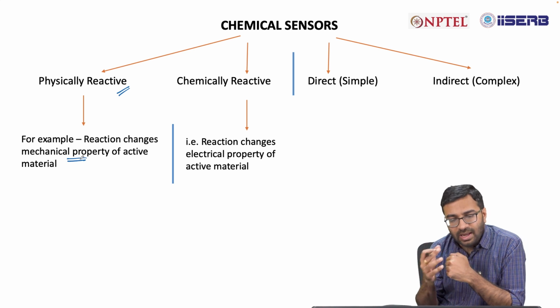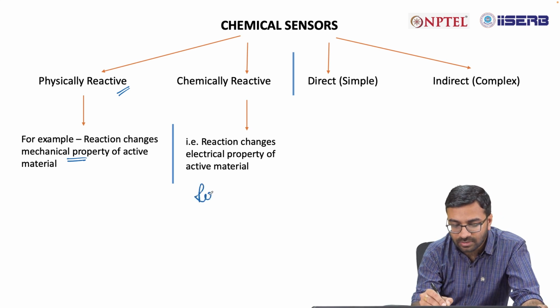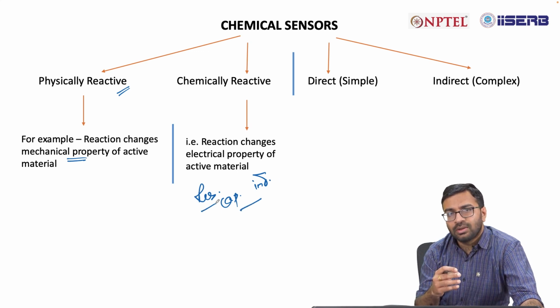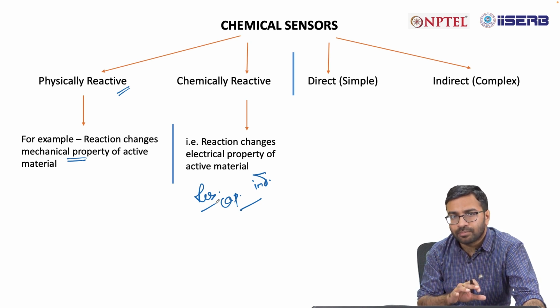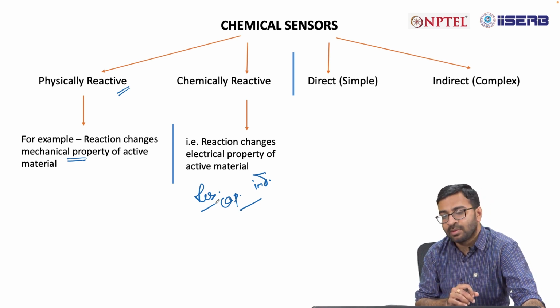And on the other hand, if the reaction changes an electrical property of an active material, so electrical properties are, for example, resistance, capacitance, inductance, and so on. So if the reaction, whatever is happening, is changing the electrical property of the active material of the sensor, then we call it a chemically reactive chemical sensor.